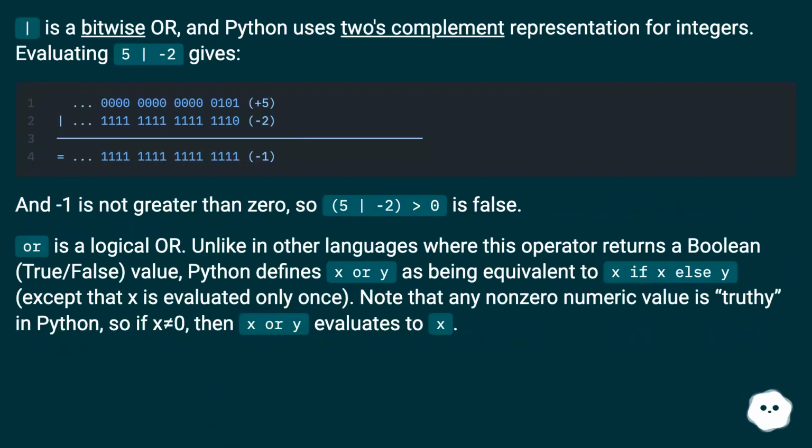| is a bitwise OR, and Python uses 2's complement representation for integers. Evaluating 5 | -2 gives -1. And -1 is not greater than 0, so 5 | -2 > 0 is false. or is a logical OR. Unlike in other languages where this operator returns a boolean true/false value, Python defines X or Y as being equivalent to X if X else Y, except that X is evaluated only once. Note that any non-zero numeric value is truthy in Python, so if X is not equal to 0, then X or Y evaluates to X.